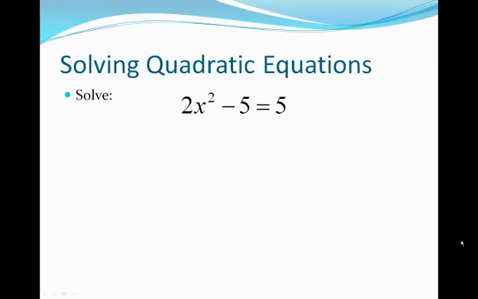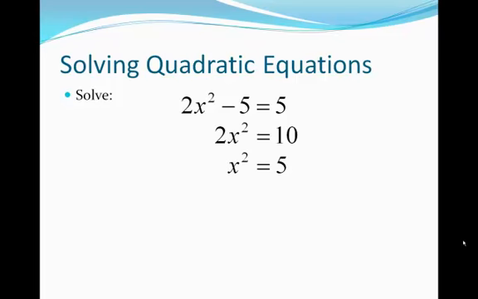Let's give that idea a try in this example. 2x squared minus 5 is equal to 5. And notice how this one only has a single x squared, so it's set up perfectly for using something like the principle of square roots. In order to solve this one, I'm going to try and isolate the x squared part and then use the principle. So in my first step, I'll add 5 to both sides and then divide by 2.